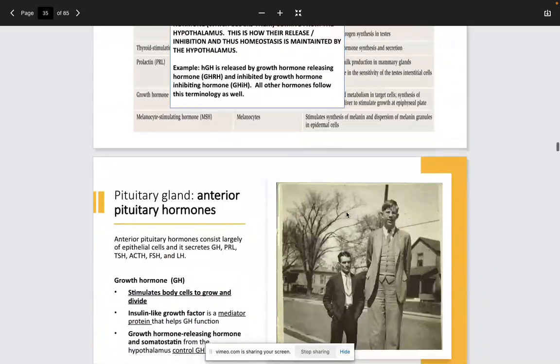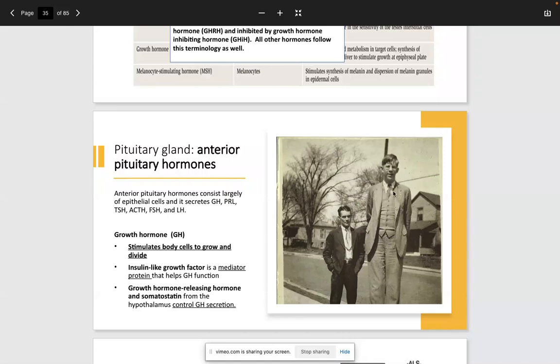So this man had a tumor in his pituitary gland called a pituitary adenoma. It's just a $3 word for tumor, a benign tumor, doesn't metastasize, stays local, and within the pituitary gland causes the release of something called growth hormone. So what I want you to know is what growth hormone does. Growth hormone is responsible for stimulating body cells to grow and divide, right? It's responsible for stimulating body cells to grow and divide.